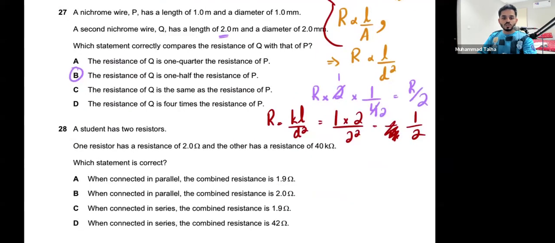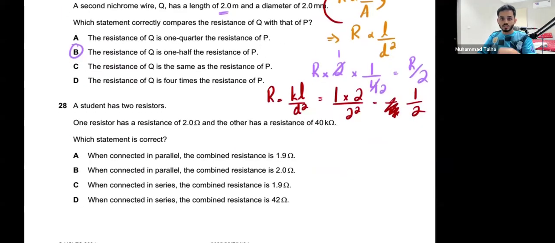28, a student has two resistors. One resistor has a resistance of 2 ohms, the other has a resistance of 40 kilo ohms. Which statement is correct? When connected in parallel, the combined resistance is 1.9 ohms. Again, I don't really even need to pick up a calculator for this.